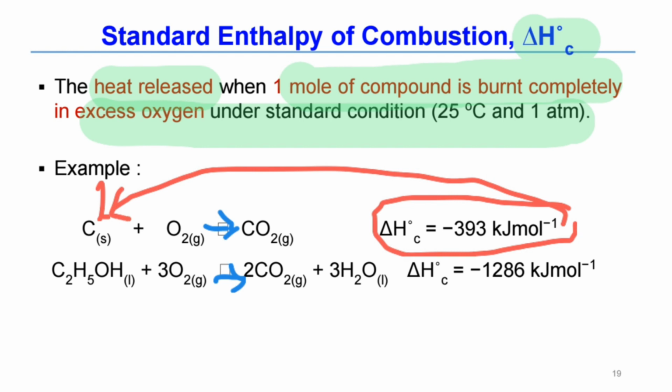Combustion of ethanol in excess oxygen will produce carbon dioxide and water. So, to balance the equation, let the compound ethanol be 1 mole in order to parallel with the value of enthalpy given.